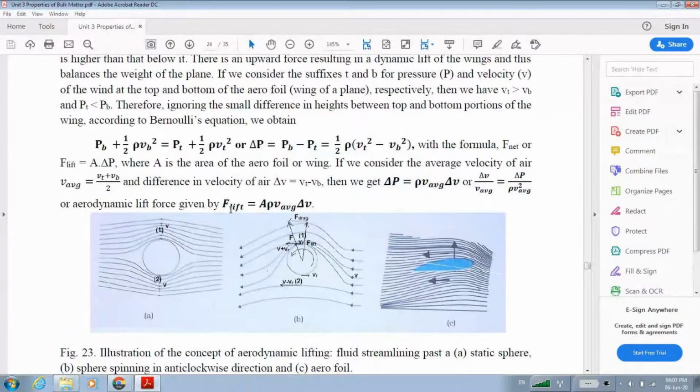Provided we know the average velocity of the air or the streamlines, and the individual velocities of the streamlines at the bottom and at the top of the aeroplane wing, and provided we know the density of the air and the cross-sectional area of the aeroplane wing, we can calculate the lift force. So the lift force is given by F lift equal to A into rho into V average into delta V. So this is what the aerodynamic lift in the case of an aeroplane is about.